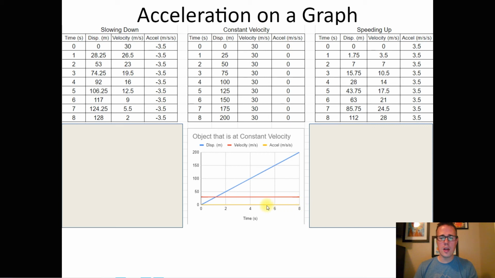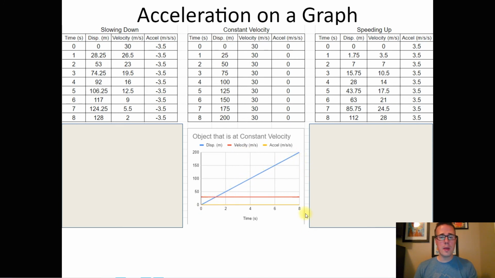So you'll notice the yellow line stuck down here at 0. For velocity, we also have a flat line because it's not changing. And flat things are things that don't change. So we have this flat line going along at 30. But our displacement does change. As you drive down the road going a constant speed, you're going to get further and further away from wherever you started. So that's our displacement line in blue.